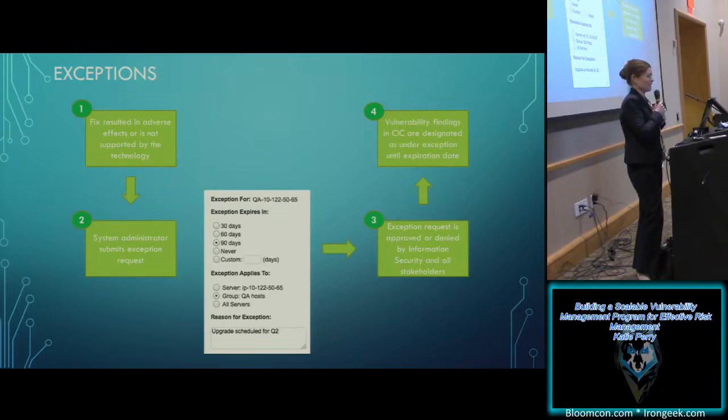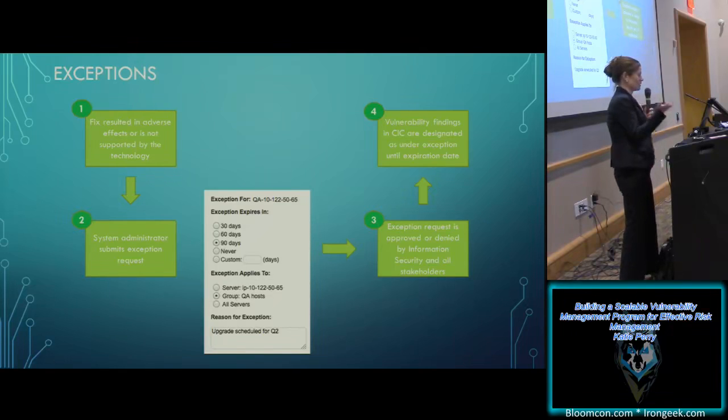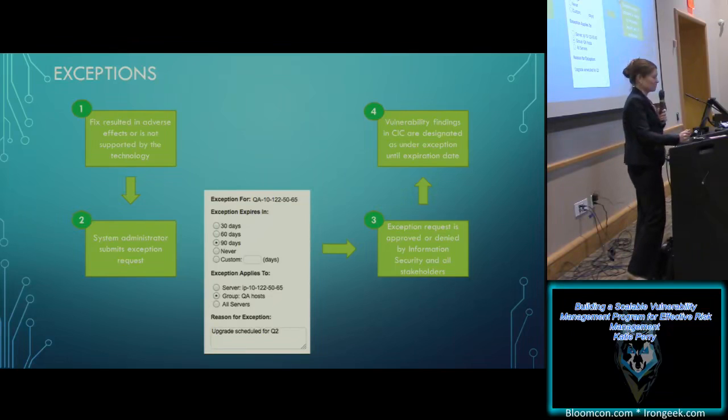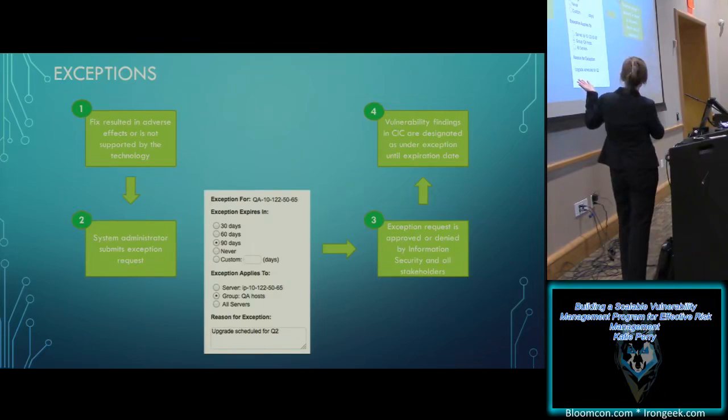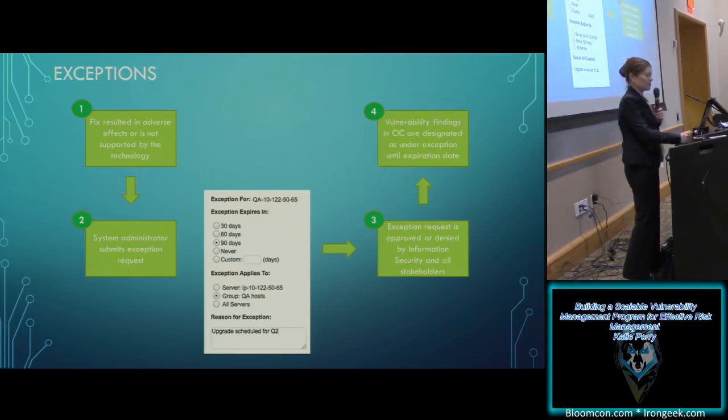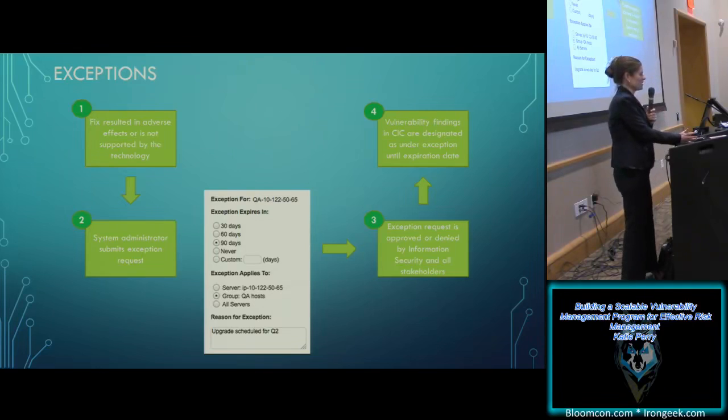Exceptions process. The patch or configuration change was not jiving with the software or applications that you're running on the host, or some reason like that. So you need to file an exception request. A sysadmin can go into your front-end dashboard and put in all the details about it, how long they want it to be for, and everything. You're going to store all this information in the back-end database once they put it in the front end. Then the exception request goes for approval or being denied by the information security team and all the stakeholders. And then finally, the vulnerability findings in your database are designated as under exception.